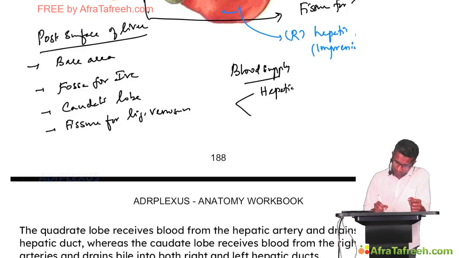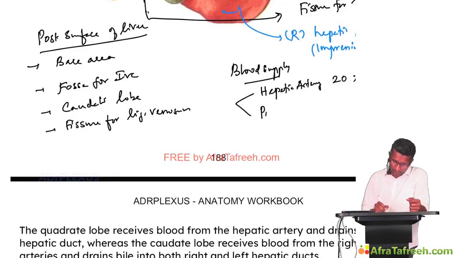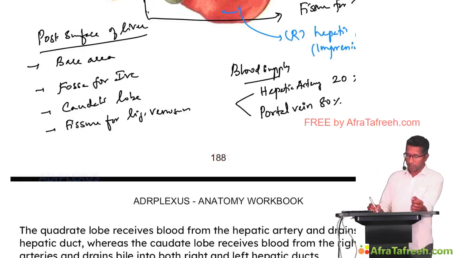One vessel is the hepatic artery. We'll discuss the vessels in a short while, if time permits, or tomorrow. The hepatic artery carries 20% of the blood to the liver. The remaining 80% of the blood is carried by this vein, which is called the portal vein, which carries 80% of the blood to the liver.